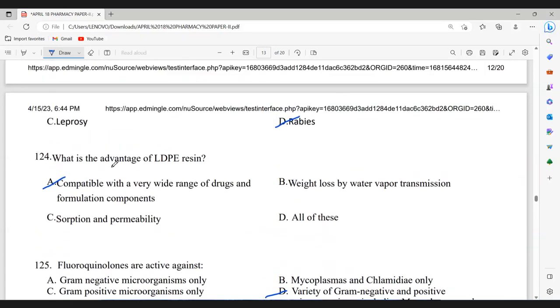Second. 124, direct question. Advantages of low density polyethylene: it is compatible with a very wide range of drugs and formulation components.